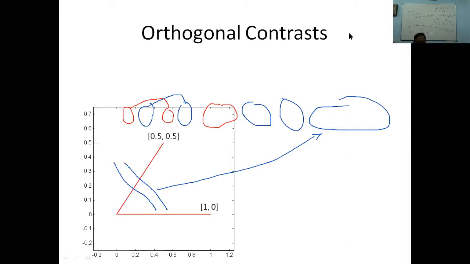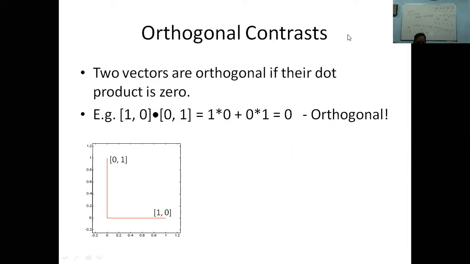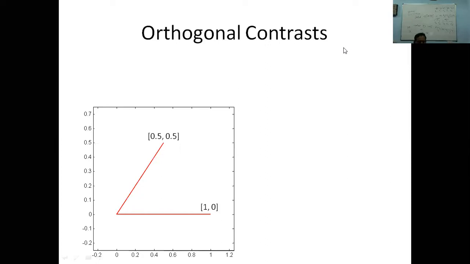So here, this is orthogonal. Look at the second example. We want to multiply this 0.5 with 1 plus this 0.5 with 0. So what is the answer?